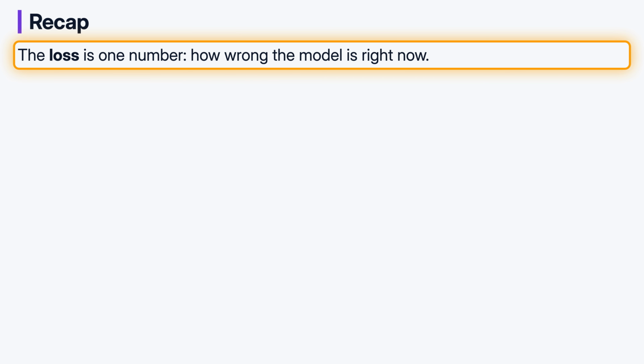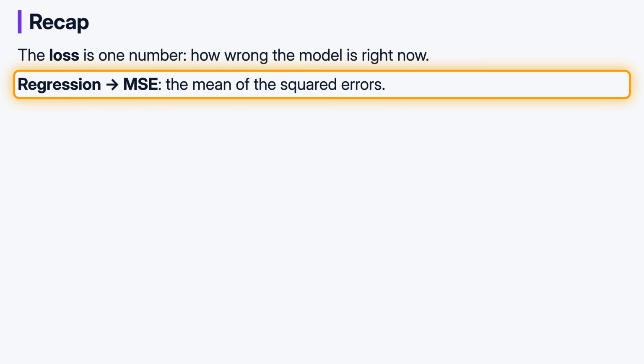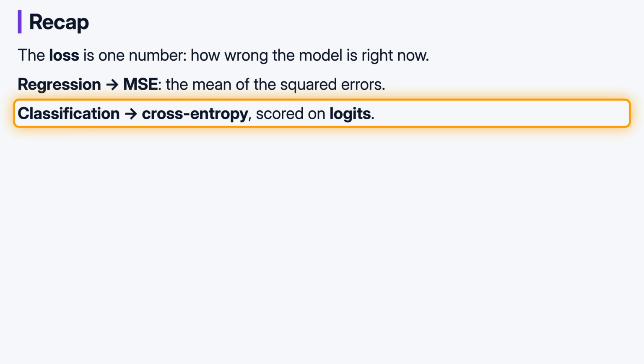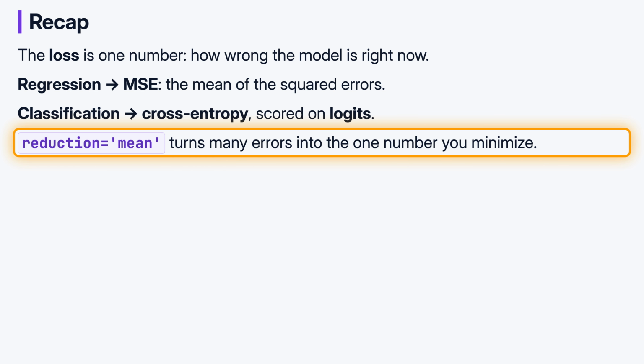Let's bring it together. The loss is one number, how wrong the model is right now, and the number that backward starts from. When the model predicts a number, that's regression, and you use mean squared error, the mean of the squared errors. When the model picks a class, that's classification, and you use cross-entropy, scored on the logits, the raw scores. And reduction equals mean is what folds many errors into the single number you actually minimize.